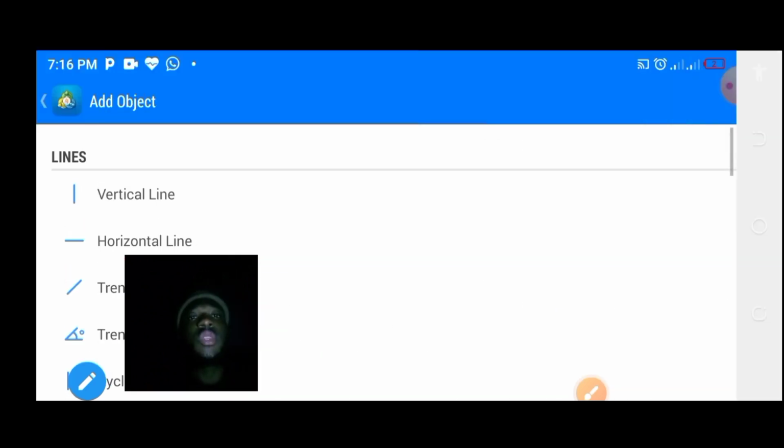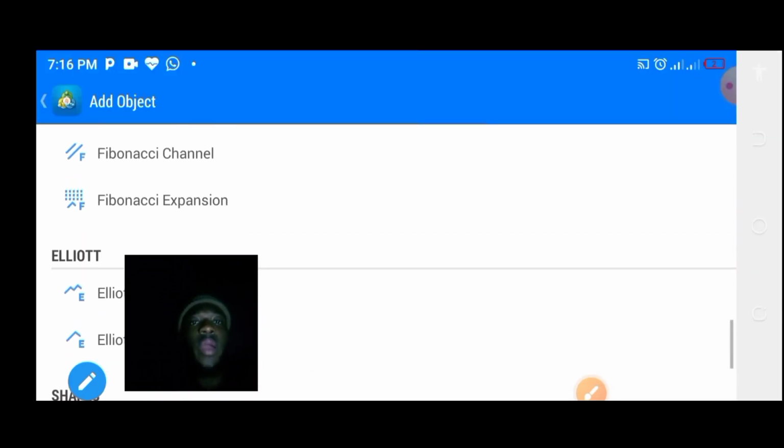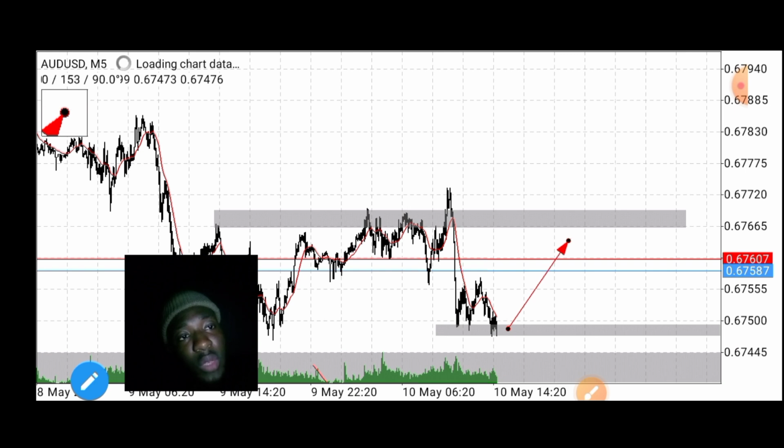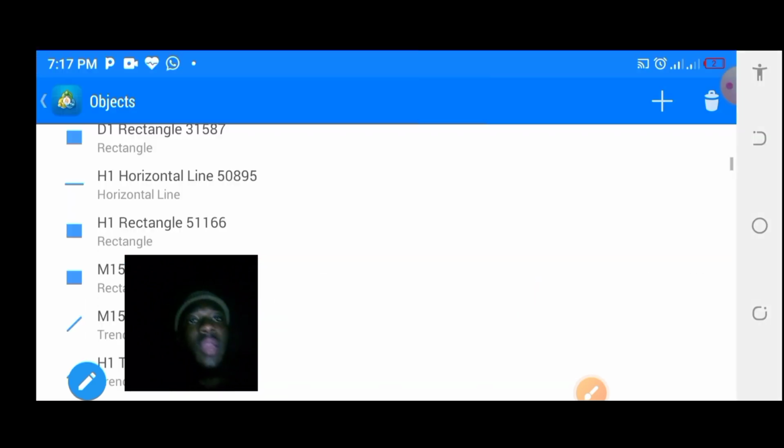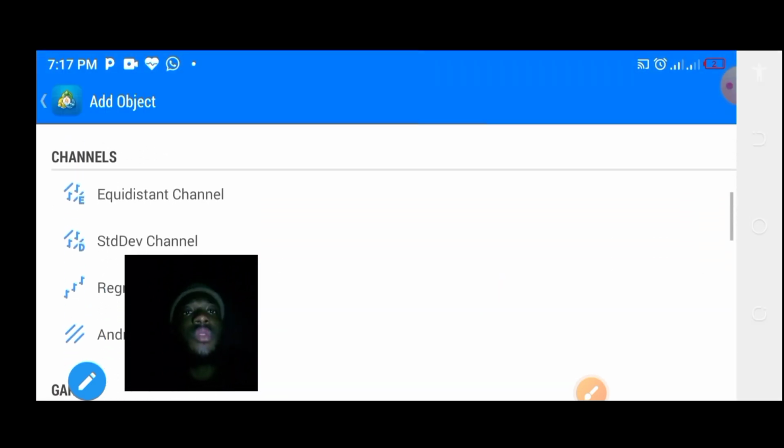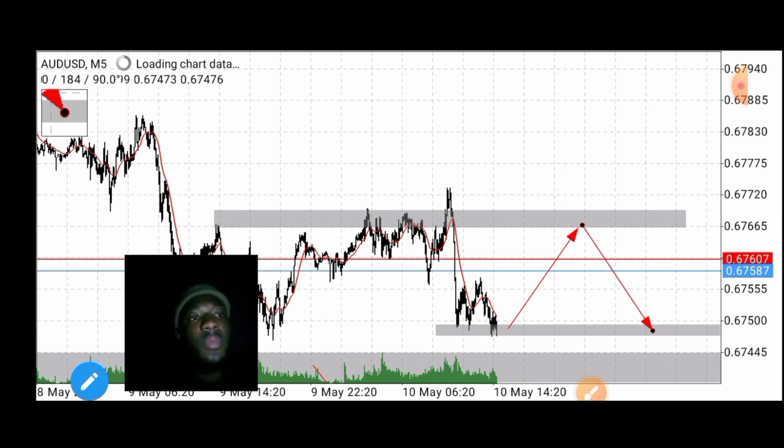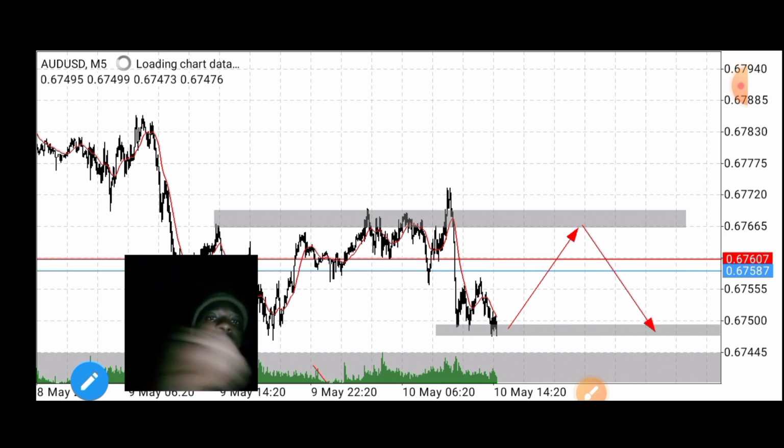So the general concept is that we are looking to buy when it comes to this zone, and we are looking to sell when it comes to this zone. All right, so this is it. So this is it for today, guys. This is how to draw support and resistance.